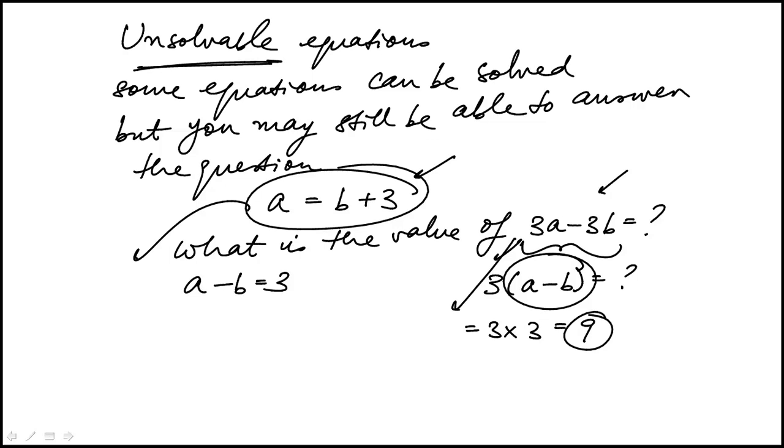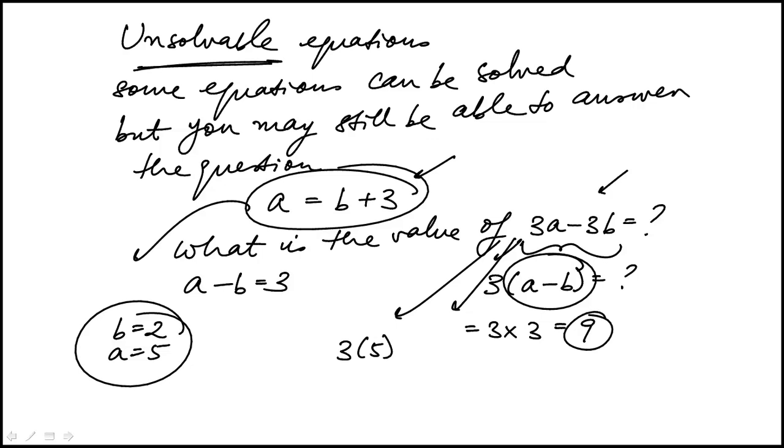Now, you can certainly use numbers here as well. You can say b is 2, then a is 5, and use these numbers to compute that expression. And you would find 15 minus 6 is 9. So that approach is fine as well. You may just have to use another example to make sure that it is always unique, in case it's a comparison problem or some other scenario.